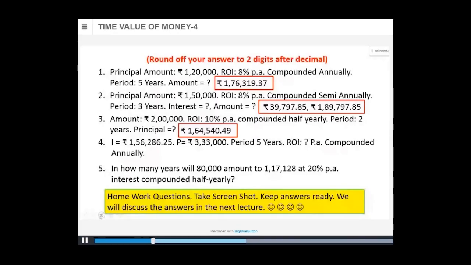Is that clear? Today somebody was discussing with me, sir, the answer is not coming exact, there is a difference of 25 paisa, 30 paisa, 35 paisa. Yes, paisa difference should be ignored. Yes, obviously first you should check the exact answer, 1,64,540.49. If that's there, you should select it. No sir, if you say that, but 1,64,540.49 is not there, but one is 52 paisa, one is 56 paisa, one is 46 paisa.